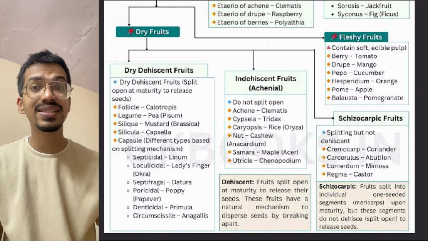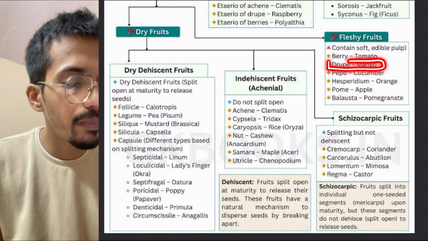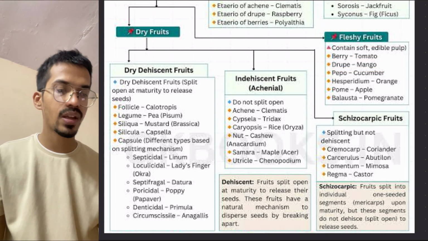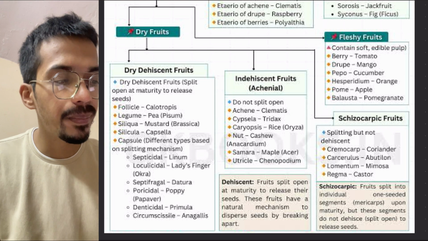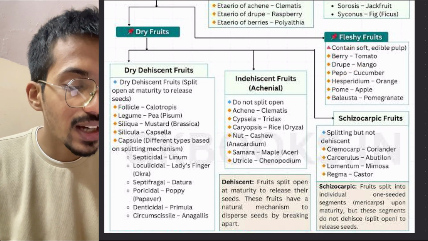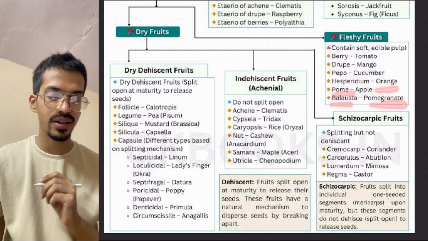Fleshy fruits, one example I've given you: drupes. Drupes are in your syllabus. So what is a drupe? Mango. Another example is coconut, in your book. Then we have berry like tomato, pepo like cucumber, hesperidium like orange, pome like apple, and balausta like pomegranate.